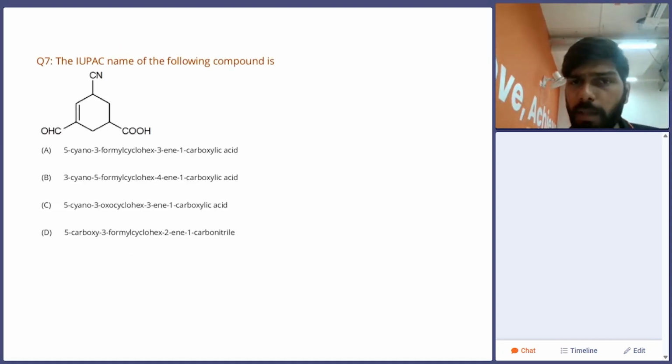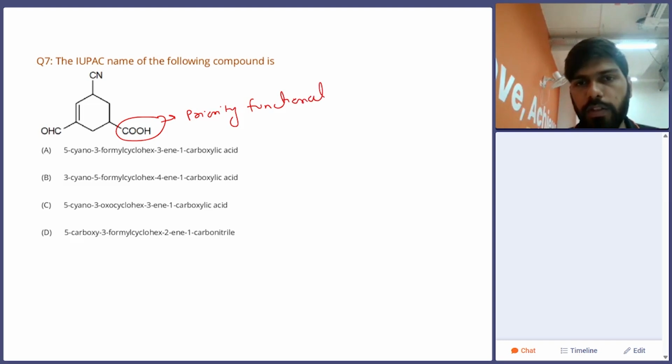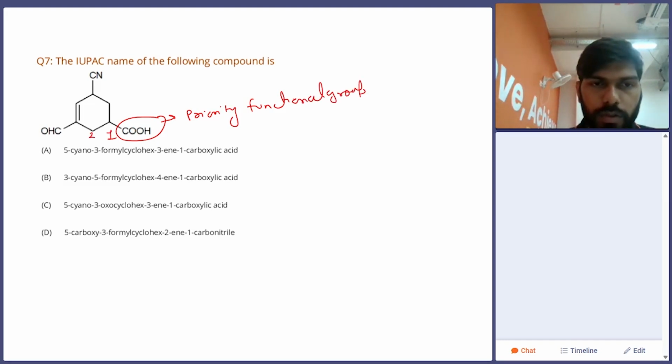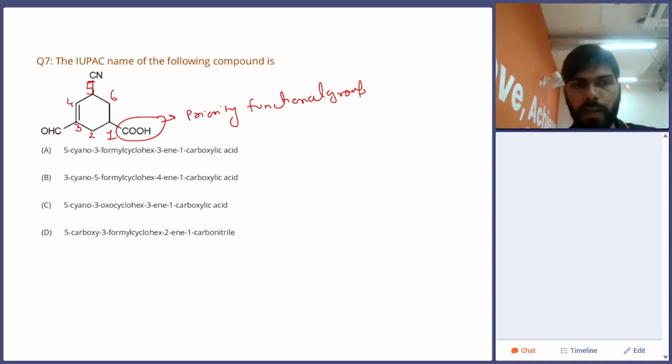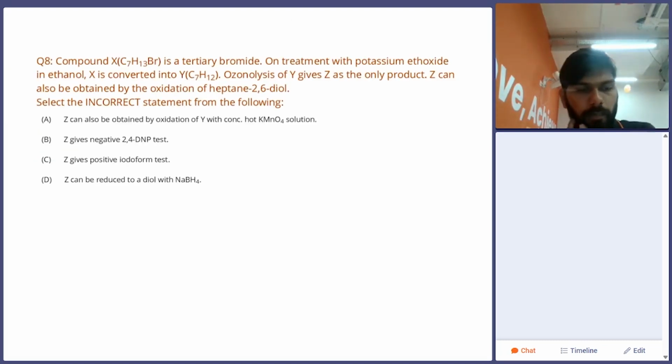Next question, the IUPAC name of the following compound. So for IUPAC, first find the priority functional group. If you know the priority of functional groups, that is your 1, 2, 3, 4, 5, 6. Now here, first of all, there is an aldehyde group. So aldehyde group comes as formyl. So 5 cyano, 3 formyl, cyclohex 3 ene, 1 carboxylic acid. Option A is correct.